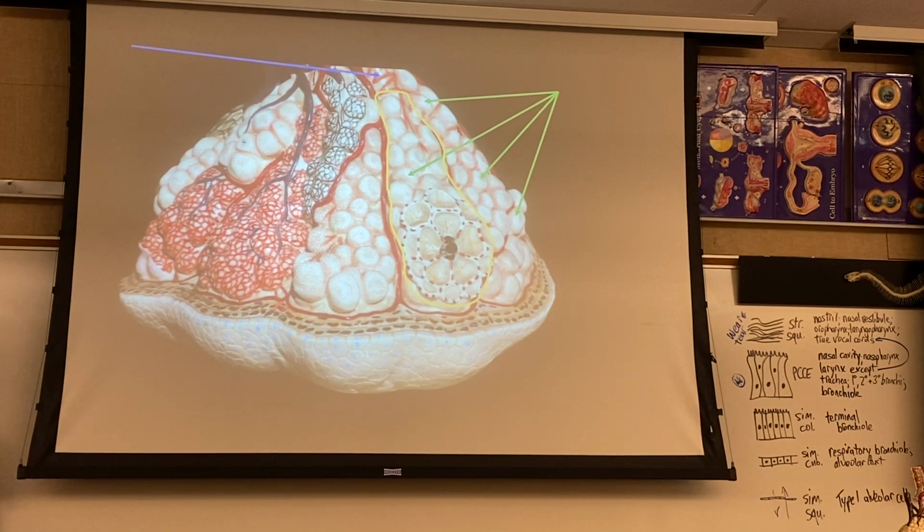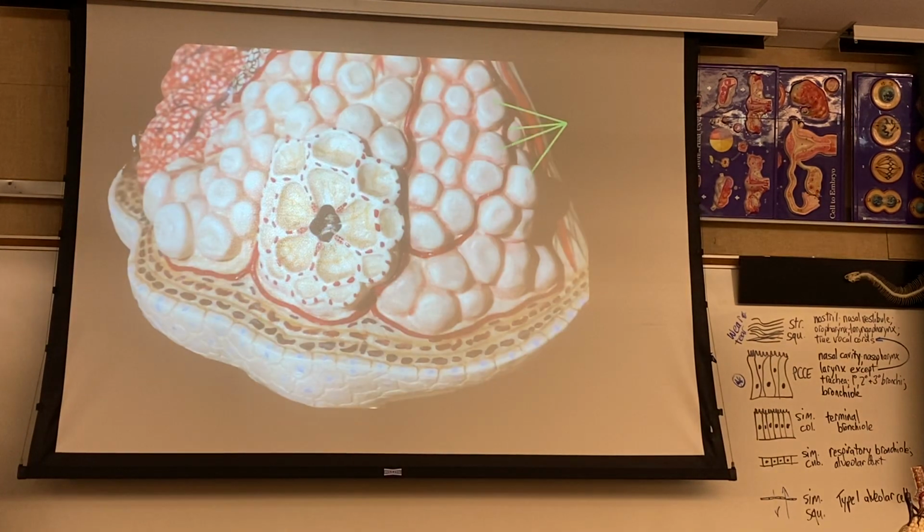Now, if you think about the alveoli as being grapes, and an alveolar sac as being a bunch of grapes, the stems that connect all the grapes is called the alveolar duct. That's in red. And the alveolar duct is simple cuboidal. This is just a close up on it.